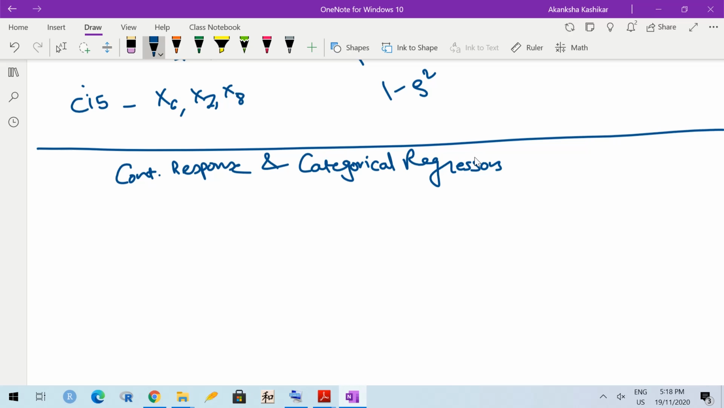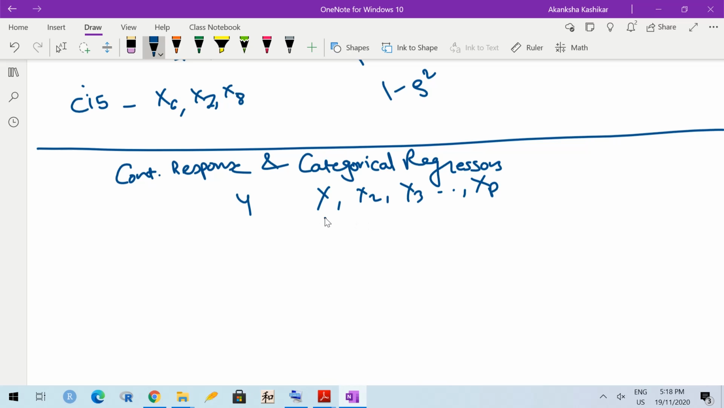Okay, so my y is continuous and I have, suppose, x1, x2, x3 up to xp. Each of these is categorical. How to proceed? Here I cannot directly compute correlation between y and these categorical variables, but I can try to see which variables have more discriminatory power. So what do I mean by discriminatory power?